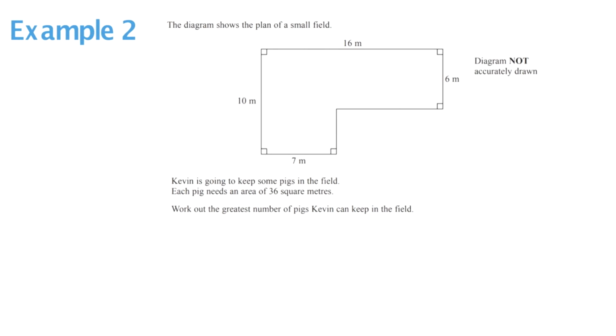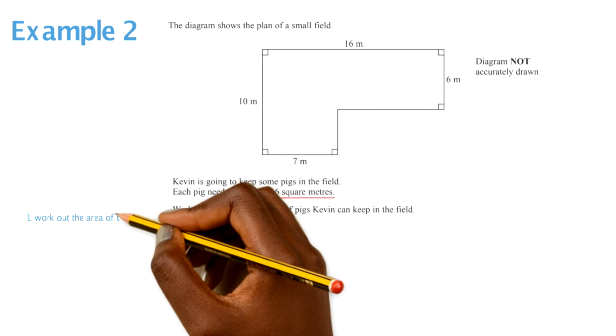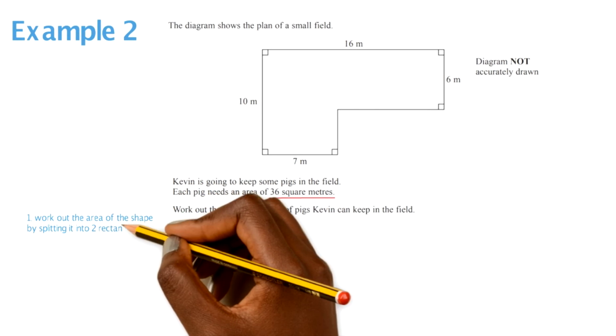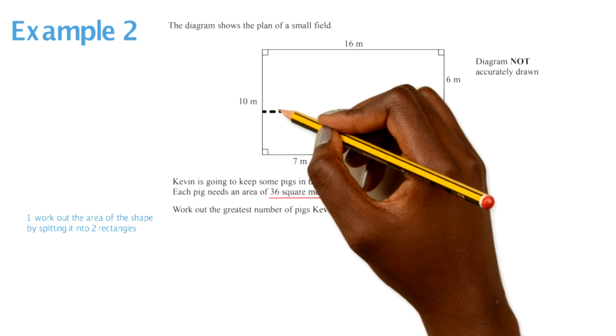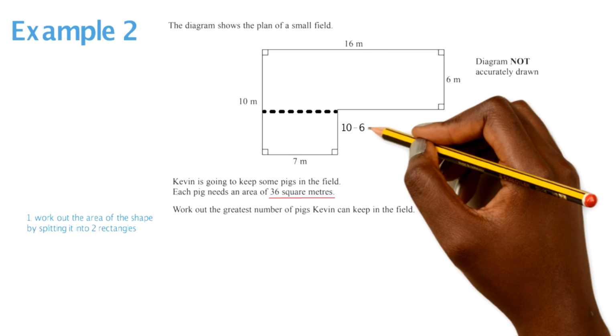Example 2. So in this scenario, we have this field shape. It basically wants us to work out the number of pigs that Kevin can fit in his field. So it's told us that each pig needs 36 meters squared. With these kinds of scenarios, you can actually split the shape up into 2 shapes. And because we know how to work out the area of rectangles, it's going to make your life 10 times easier.